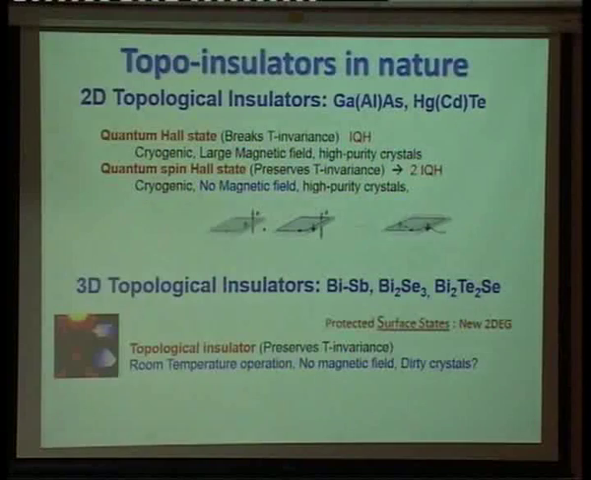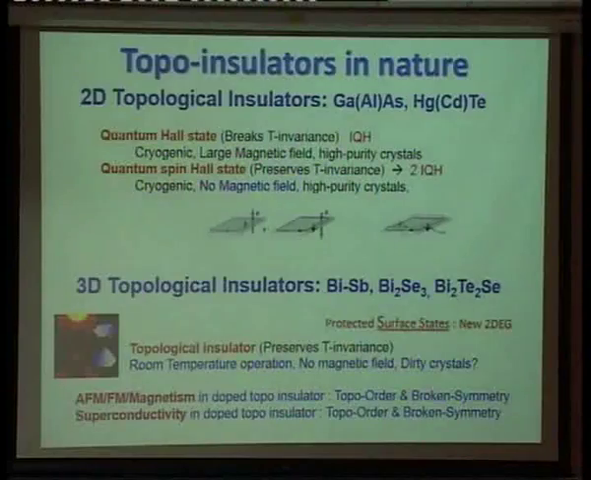So even in dirty crystals, the spin polarization is still 50%. I have a paper coming out on that. So these are really, really protected. But that's not the most exciting thing to me. To me, the most exciting thing is that you can turn these materials into magnets and superconductors. So you can study the interplay of broken symmetry and topological order for the first time in a real way.